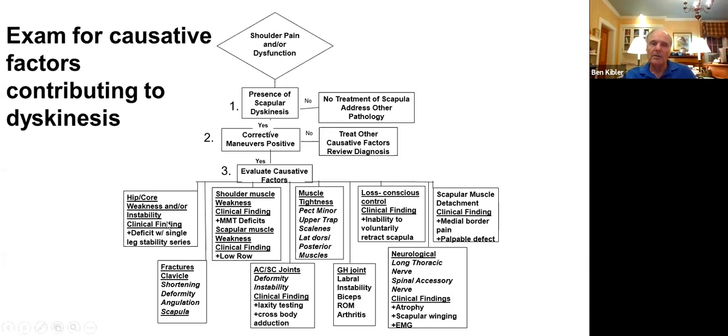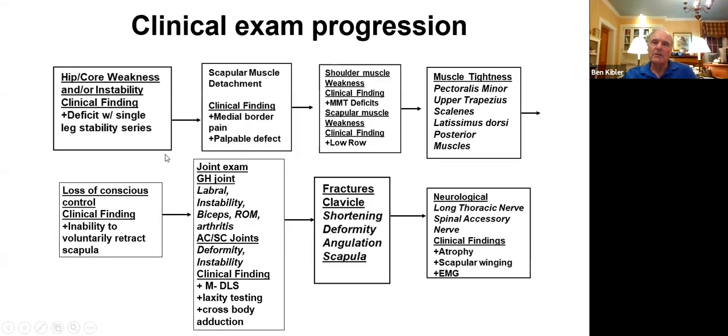We'll go through this checklist. Once again, this is the universe of scapular problems. So here's your clinical exam progression. You look at the hip and core weakness or instability. You can do some just simple core stability tests. You palpate along the medial border of the scapula to find deficits which indicate scapular muscle injury. You do your classical muscle strength testing for the rotator cuff and for the scapular muscles.